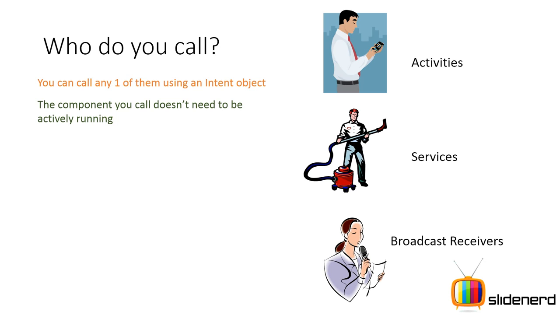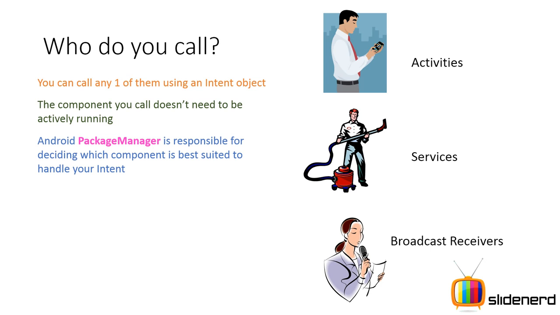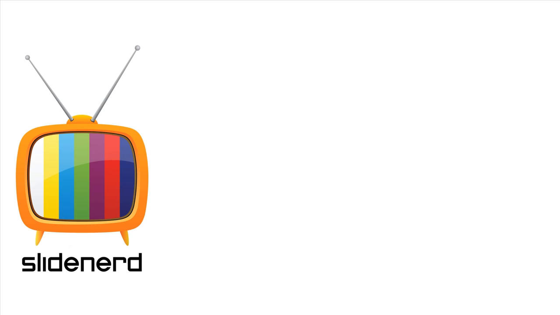The component that you call doesn't need to be running actively. The package manager in Android is the one who's responsible for handling intents, alright? So when the package manager receives an intent request, it's going to check who's running, who's not running, and it's going to call the person regardless of whether they are running or not. In the next vid, I'm going to talk about intent resolution, or how intents work in detail with the package manager.